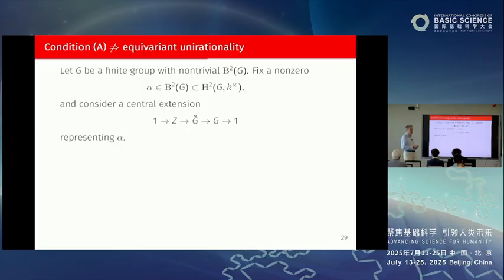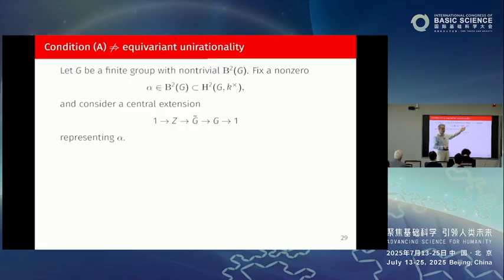Now, let me give you the first example. Condition A, we said, is a necessary condition for unirationality. Let's produce an action on projective space that satisfies condition A but fails unirationality. So it's going to be a projective linear action that fails unirationality. We pick a finite group with a non-trivial B2 of G, the Bogomolov multiplier, a group of order 64, and you can find a list of these groups. And you pick a non-trivial class in the Bogomolov multiplier.